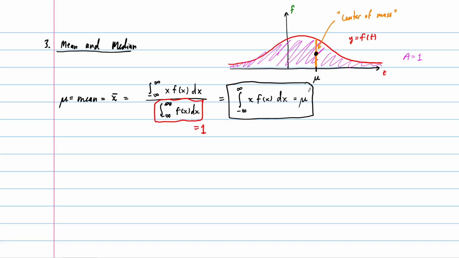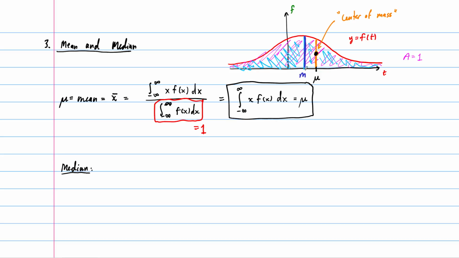Another way is to just find the median. Well, what does the median mean? The median is like the halfway point in the distribution. So the median is going to be different. The median is going to be the x value for which, when you cut this thing in two parts, it cuts the area exactly in half.